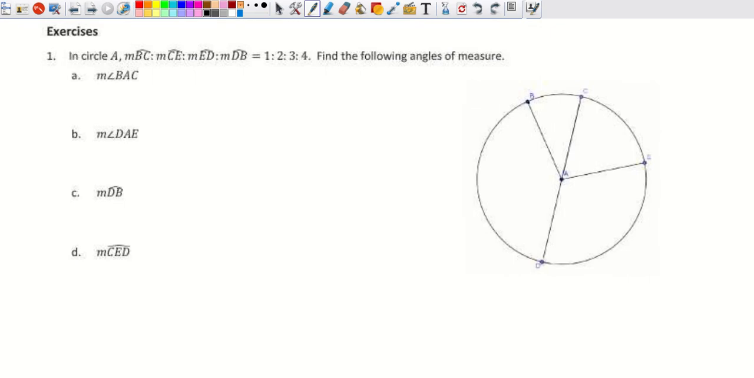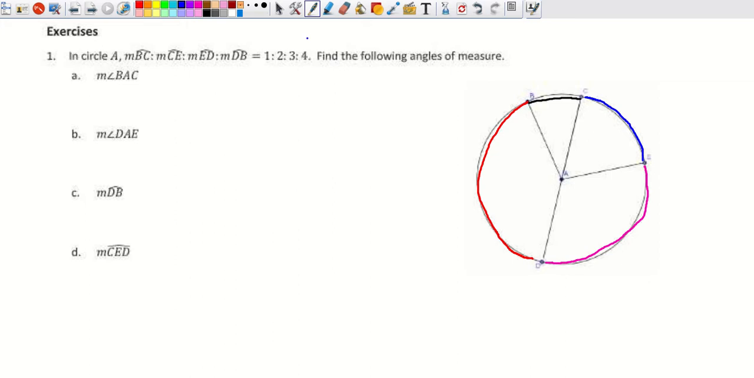So these arcs, arc BC, arc CE, arc ED, and arc BD, let's switch colors there, are all given to us as they're in a ratio of 1 to 2 to 3 to 4. Now these 4 arcs actually create the entire circle, which has 360 degrees.